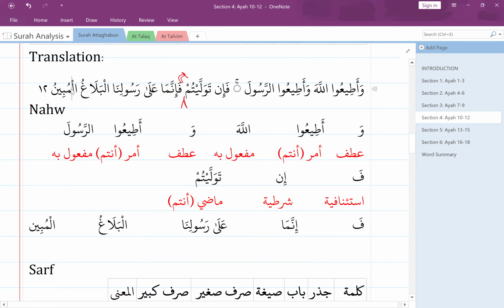Okay? So this is why you need to know your fa's and your wow's and your ba's. But these ones rarely happen. Sometimes you would see a shart with a mahdhuf. So the intention here, what they actually mean, is فَإِن تَوَلَّيْتُمْ, if you turn away, then no harm done.